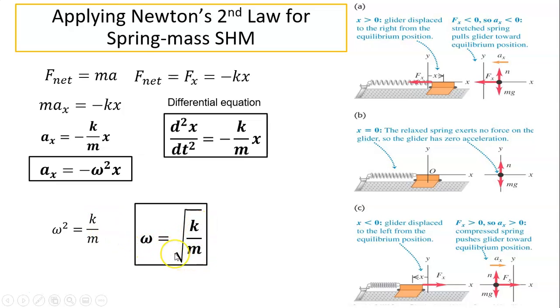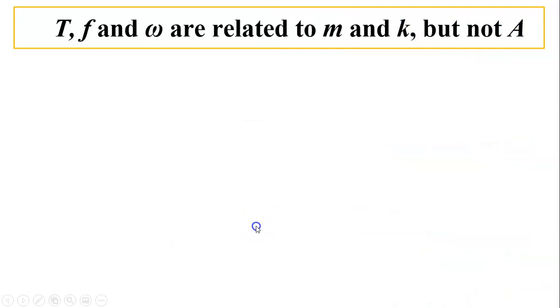What's omega? Omega is angular frequency or angular speed. Angular frequency and angular speed are the same thing. Basically, how many rounds does it go? How many total cycles does it go in 1 second? T, f, and omega are related to mass and spring constant, but not to A.